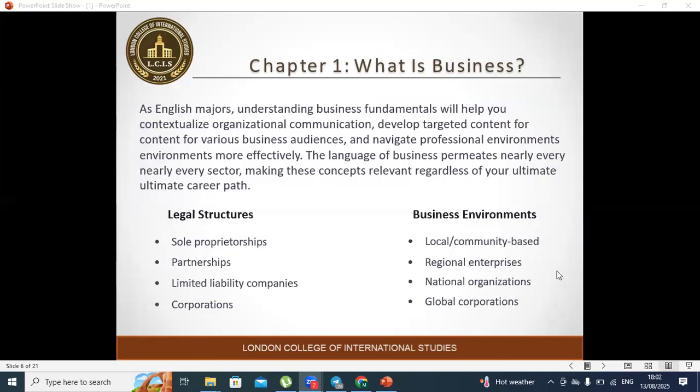So what is business? As English majors, understanding business fundamentals will help you contextualize organizational communication, develop targeted content for various business audiences, and navigate professional environments more effectively. The language of business permeates nearly every sector, making these concepts relevant regardless of your ultimate career path. So let's go for two of them: legal structures and business environments.